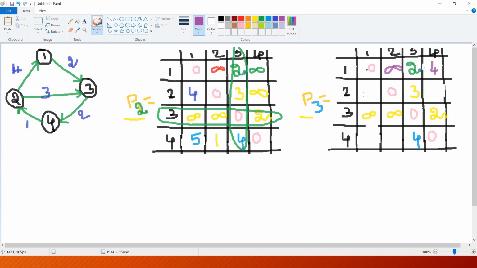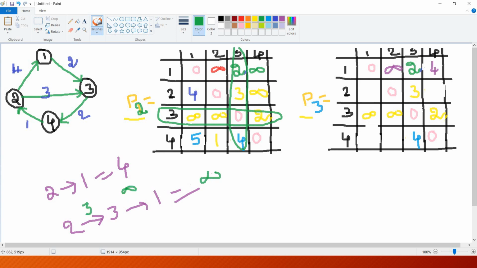Okay, now 2 to 1. So what is 2 to 1 cost? 4. Probably no change in this. So let us see. 2 to 1 is of cost 4, right? So 2 to 3, 3 to 1. So what will be the cost? Let us see. So 2 to 3 is of cost 3. 3 to 1 is of cost infinite. So ultimately I will get infinite. So 4 or infinite, which is minimum? 4 is minimum. So 4 will remain the same, no change in this.